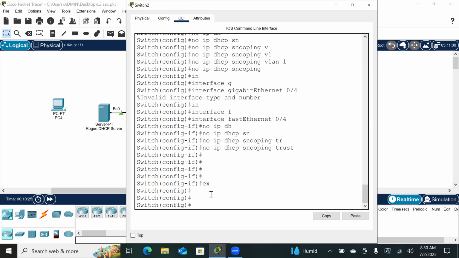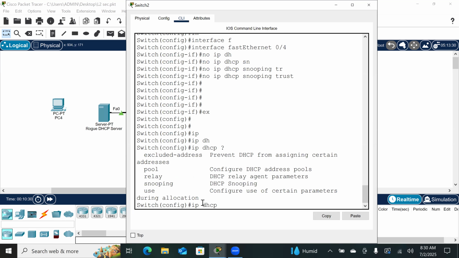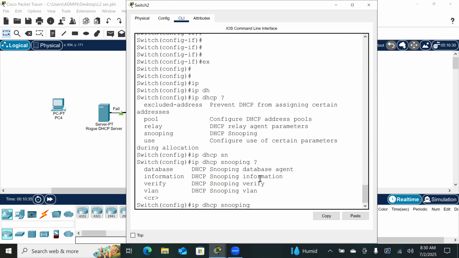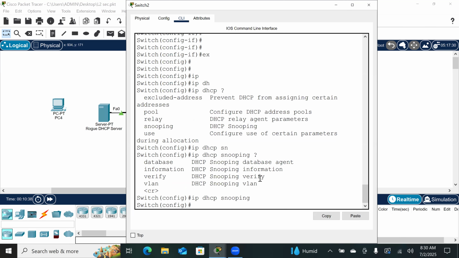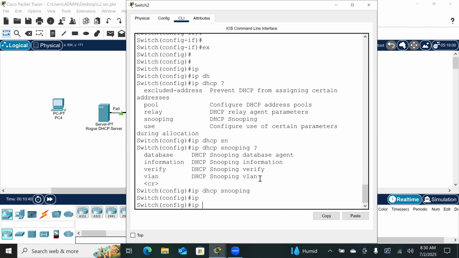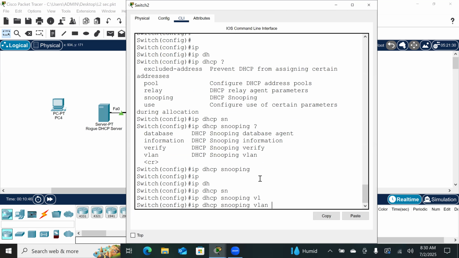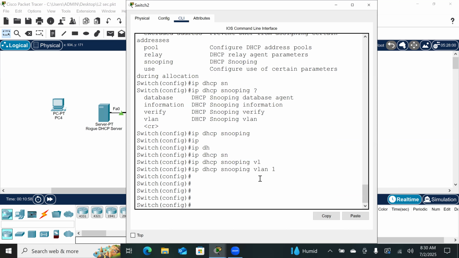So first, do the same. Let's say DHCP. Enable this one. First, enable DHCP snooping, and for everyone, not only this one, DHCP snooping VLAN. Did we create any VLAN now? No, right? Then by default, VLAN 1 will be there, so we have to enable it for everyone. Now we have enabled DHCP snooping.